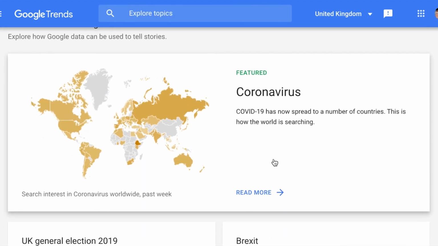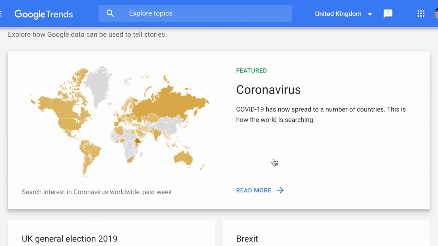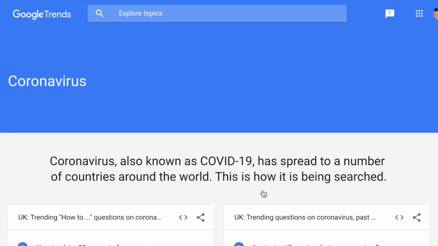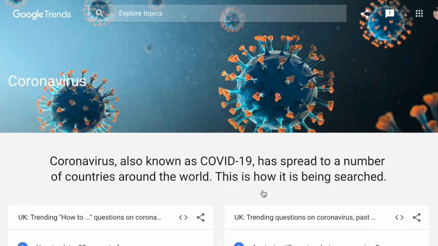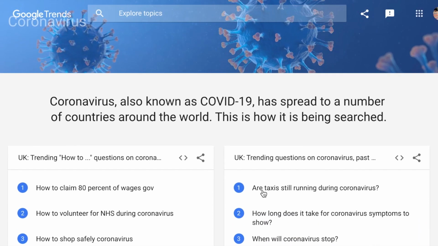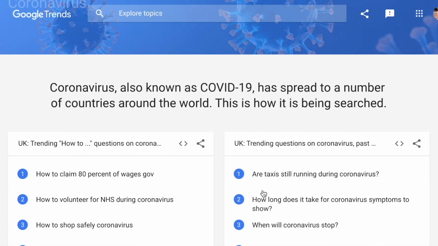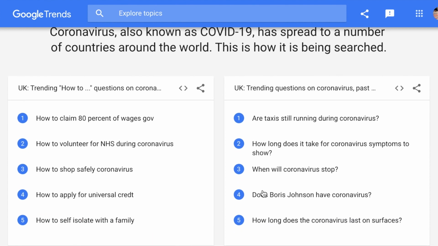And here you have a section which is new, which Google launched recently since the outbreak of the virus. So here you can find out what people are actually looking for related to coronavirus specifically. Here I still have the UK selected. On this page, as you can see, it's specifically designed for these trends.